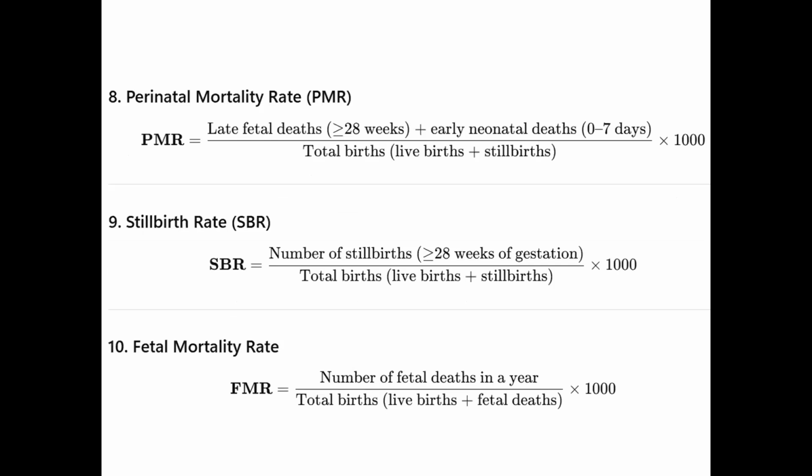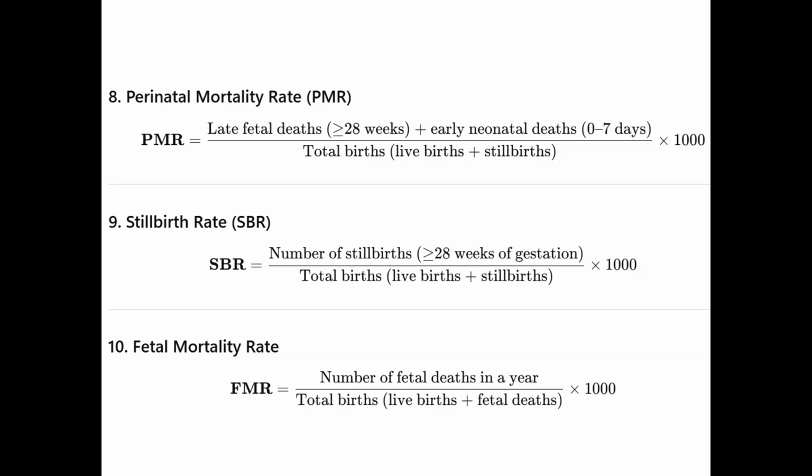On number 8 we have the perinatal mortality rate. It is a combination of two indicators. The first one is late fetal deaths, meaning all deaths which occur at or after 28 weeks of gestation. The second indicator is early neonatal death, that is 0 to 7 days of life after the baby is born. We combine the two indicators and keep them in the numerator, and in the denominator we again have total births, including live births and stillbirths.